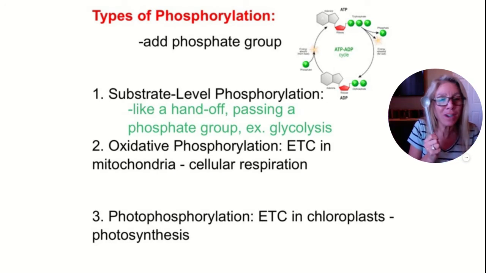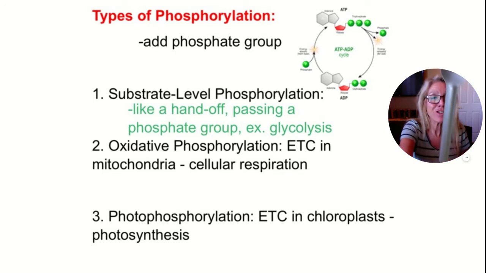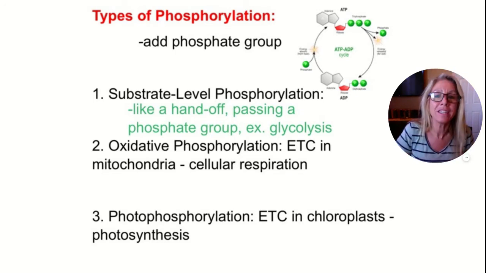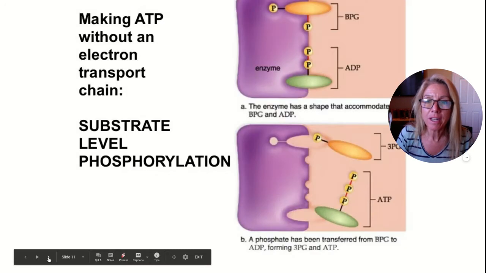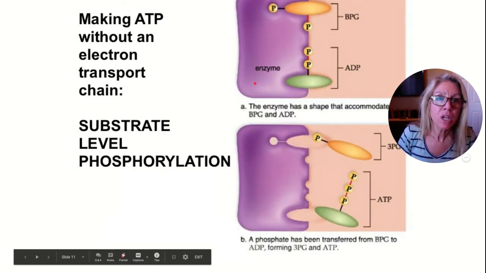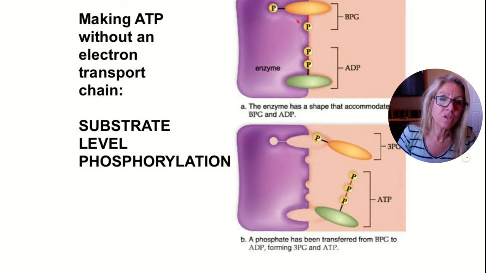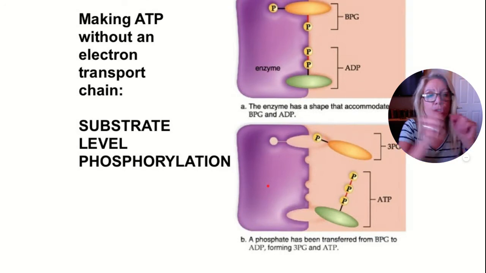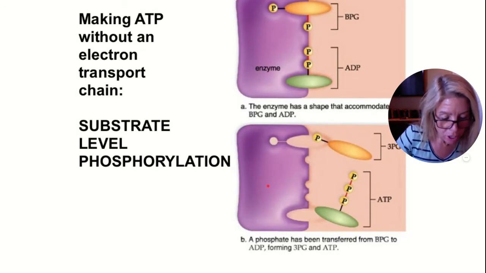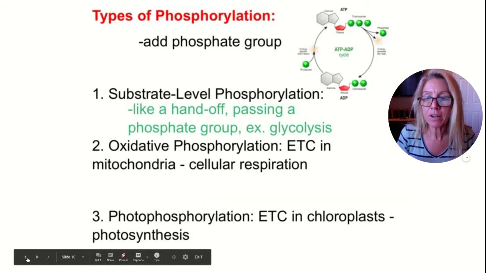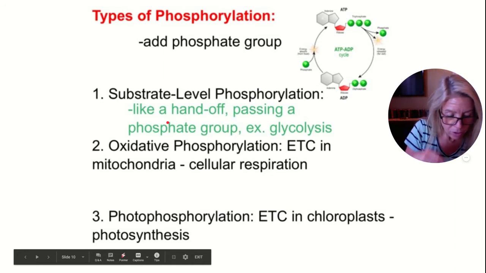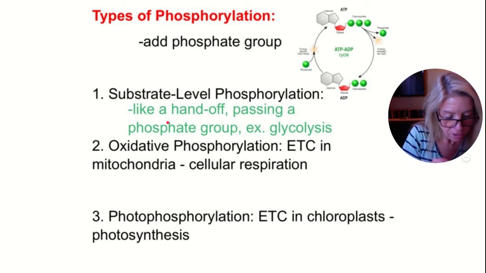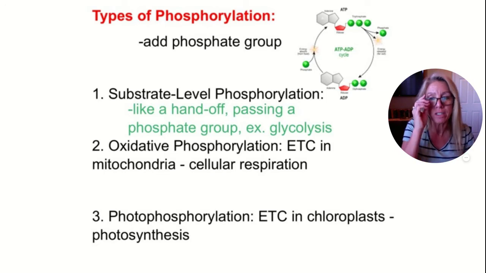Okay, I have a phosphate group, and now I'm handing it to you, and now you have the phosphate group. It's just a handoff. So if you look right here, I'll give you an example of that. So here's BPG. It has 2 phosphates on it. This enzyme is facilitating it giving one of its phosphates away to ADP to make ATP. So it's just literally an enzyme transferring the phosphate group. So on your notes, for substrate level phosphorylation, you're just passing a phosphate group.